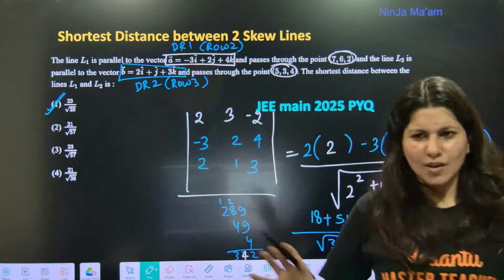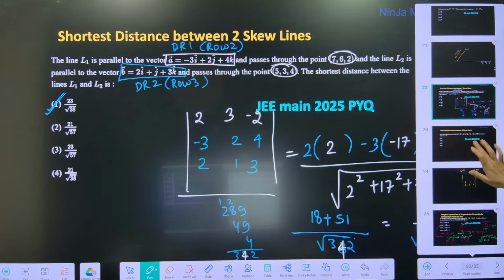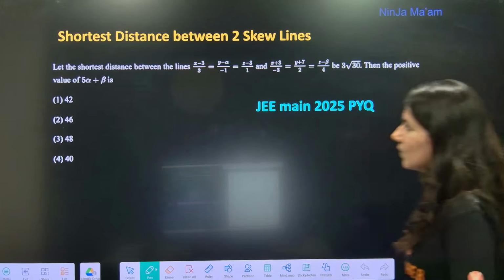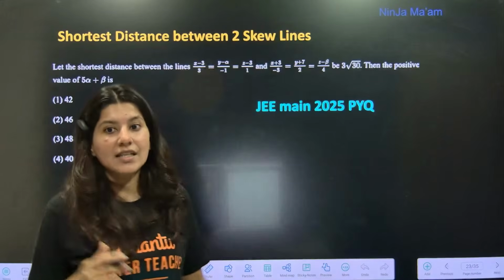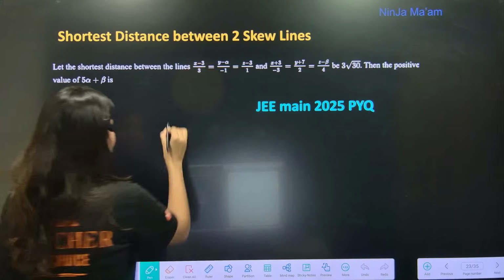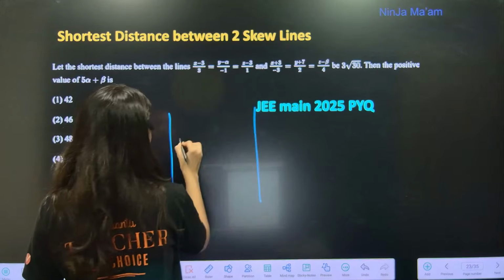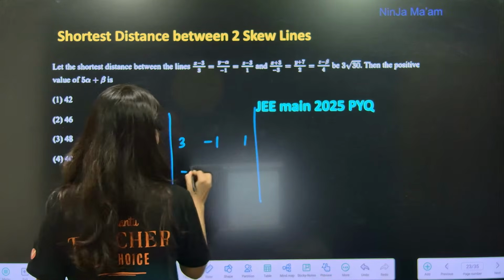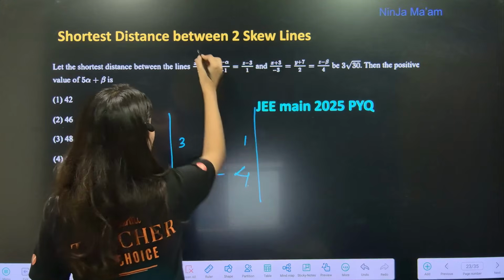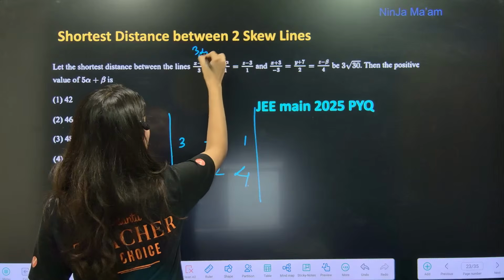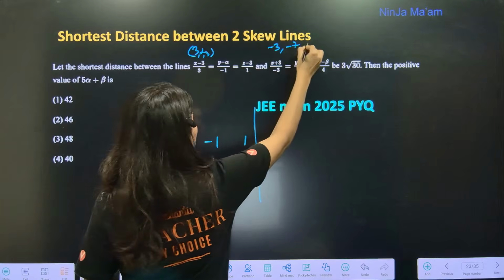Can you see? Not a very difficult question. Again, shortest distance between two lines. One more question now on shortest distance between two lines, so that you get the hang of the technique. There is a technique. Again, shortest distance between two lines is given to you this time. So 3 minus 1, 1 minus 3, 2 4. And this is 3 alpha 3, and this is minus 3 minus 7 beta.